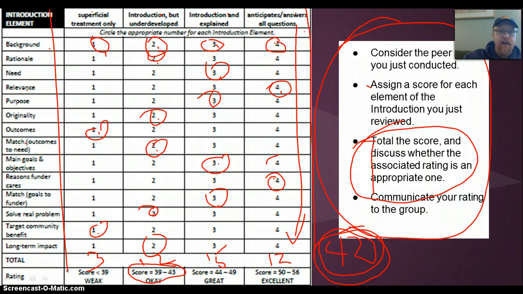Like if you have this, you could print this out. Or you could just say background 1, rationale 2, need 3, relevance 4. Give them a summary on that sheet. And then communicate that back to the group by posting it on the discussion board as a reply to the place where I originally posted all these. Okay? That is the peer review of the introduction. That is something that you can do right now, sitting wherever you are, just using the magic of technology.